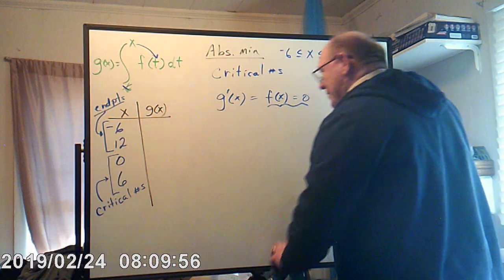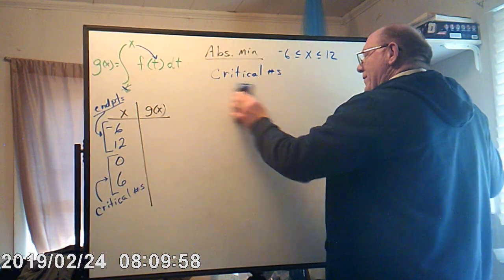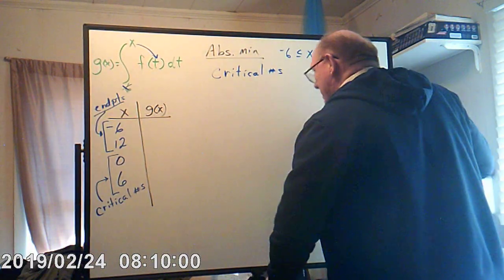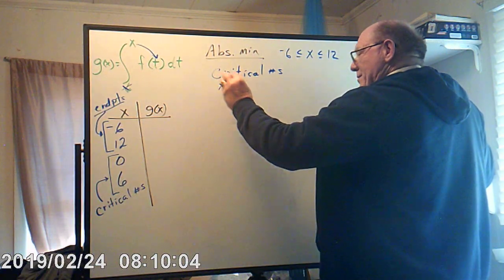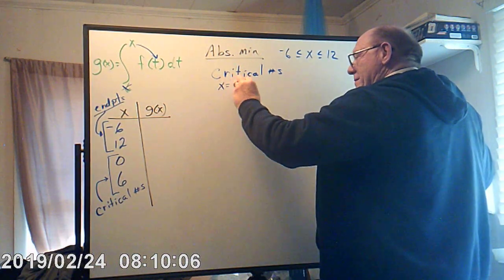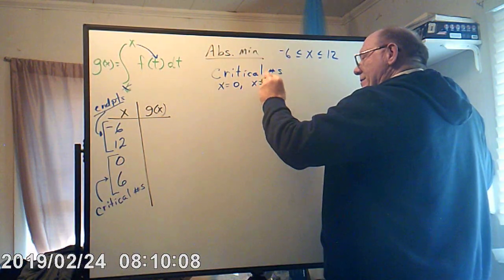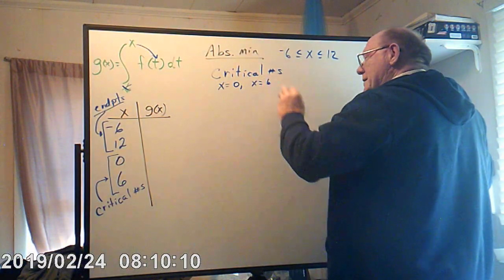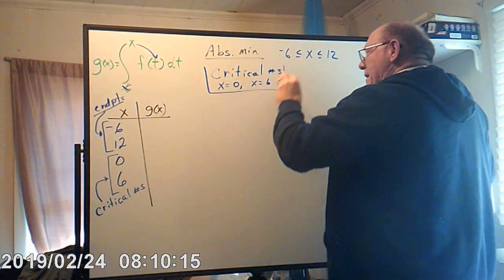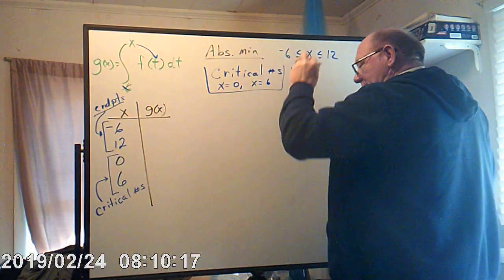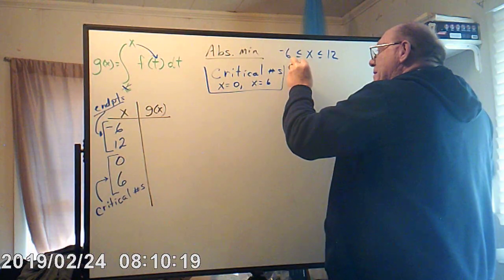Alright, we're going to need a little room here. You need to have this somewhere. Let's put it up here. Alright. Critical numbers, x equals 0, 0, x equals 6. Alright, our critical numbers are here. Endpoints. Oh, I don't know. I don't know endpoints.